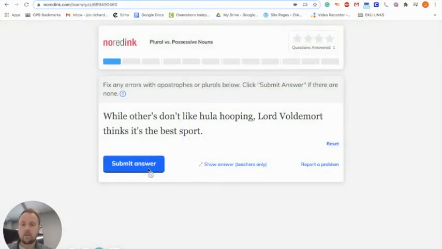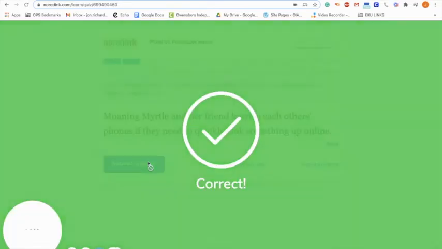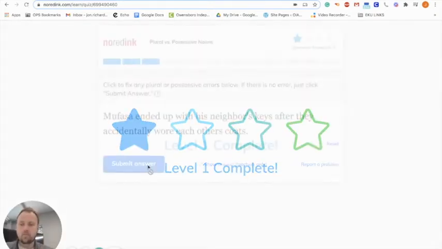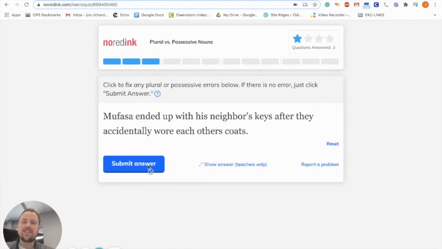While others don't like hula hooping, Lord Voldemort thinks it's the best sport. Do others own don't? No, they don't own don't. So we don't have an apostrophe here, because they don't have ownership of don't. Moaning Myrtle and her friend borrow each other's. Oh, boom! Right away we see each other's, so we know that apostrophe is in the wrong spot. It needs to be between the R and the S. Each other's. One complete. Mufasa ended up with his neighbor's keys after they accidentally wore each other's coats.